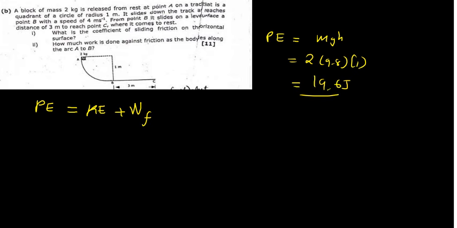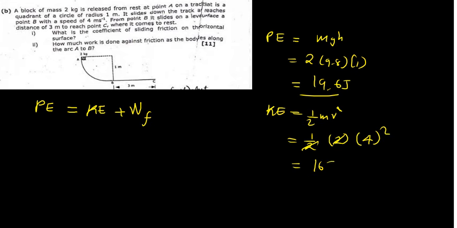Let's find the energy at the bottom. We have kinetic energy here because something is moving. That is half mv squared. And that is going to be half, the mass is 2, the velocity at that point is 4 squared. This 2 and this 2 just cancel. 4 squared is 16 joules. So this is the only kinetic energy present at the bottom.